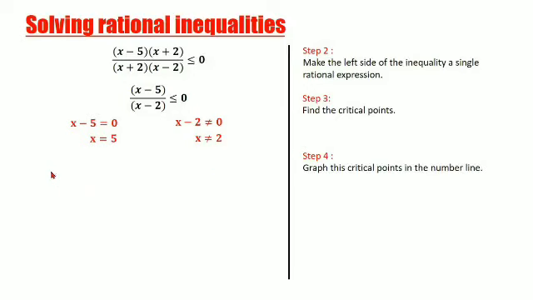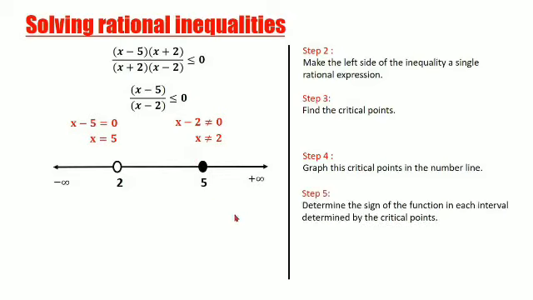Next step is to graph these critical points in the number line. So we have here, and then we will put an empty circle for the critical points that should not be included, and shaded circle for a critical value that can be included. So we have here. Next step is to determine the sign in each interval determined by these critical points. So in this interval from 5 to positive infinity, we will select a number. I will be choosing 6.